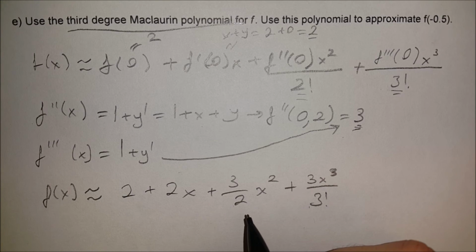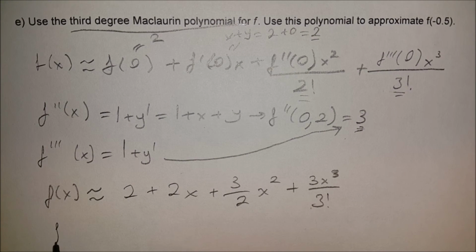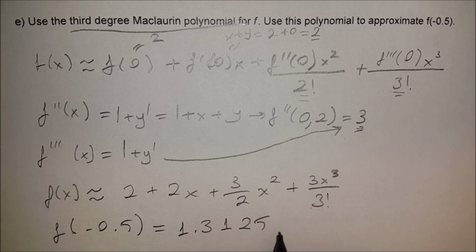Now we put the value in, which means that we're going to approximate f(negative 0.5). So we put negative 0.5 wherever we see an x. Then it turns out to be, if you calculate it with your TI, 1.3125. And that is the answer.